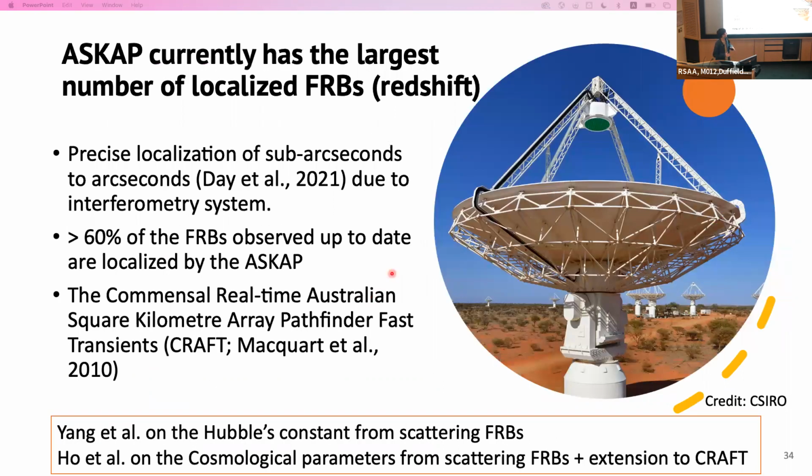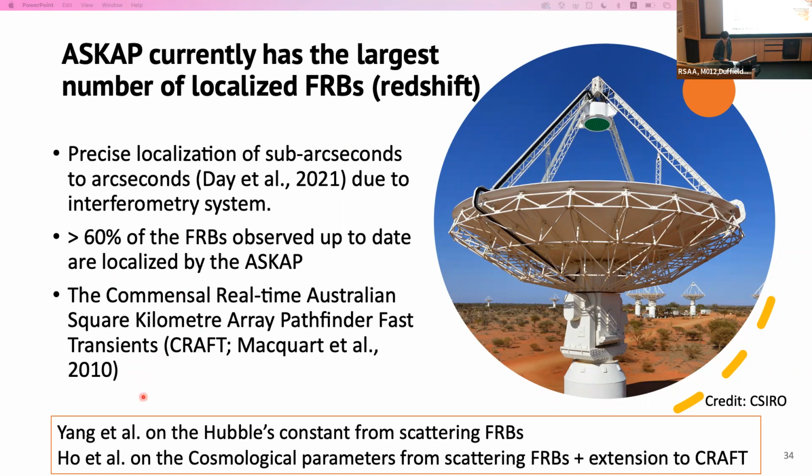To get known redshifts, we are using the survey called ASKAP, because ASKAP is actually the best telescope in terms of localizing FRBs nowadays. We can get redshifts from there, and most of them are spectroscopic. In fact, more than 60% of the FRBs observed to date were localized by ASKAP, so it will be very useful to use this data.